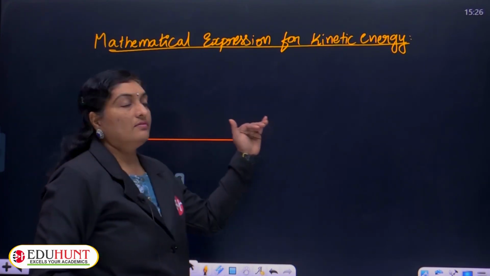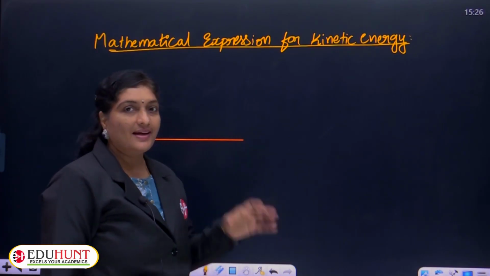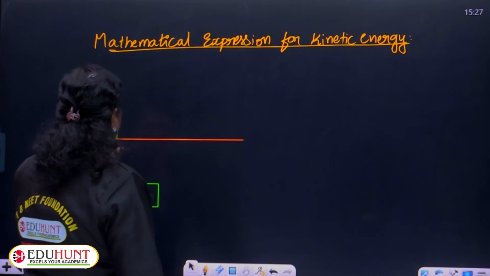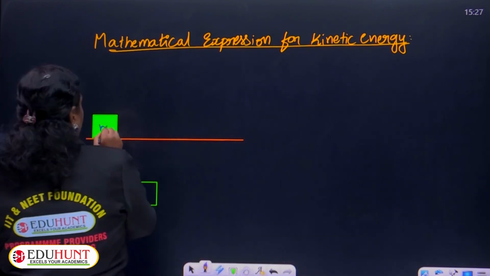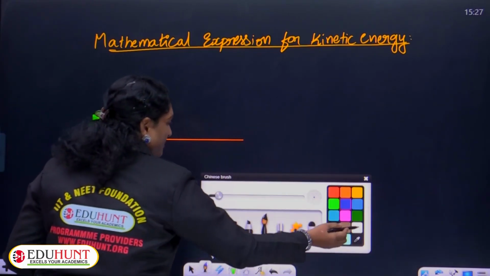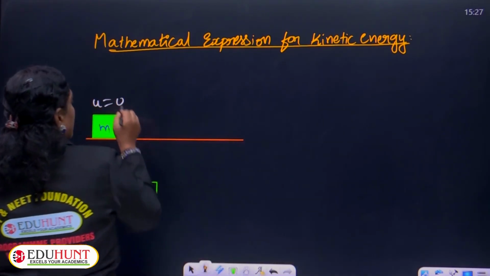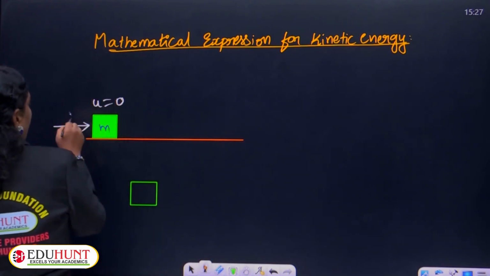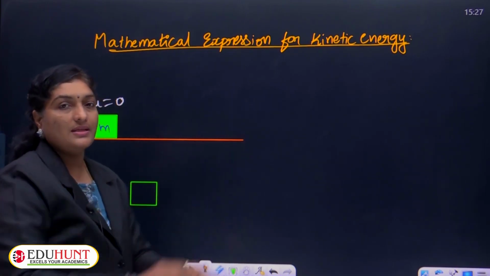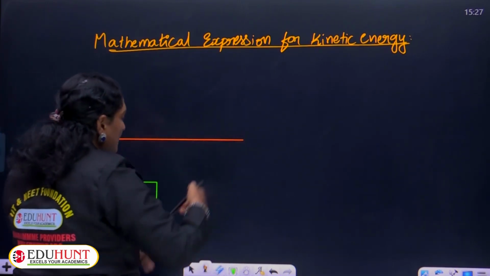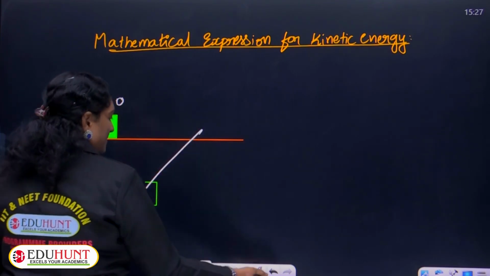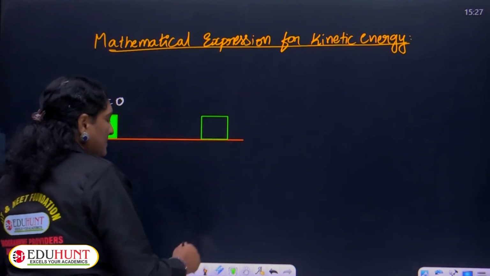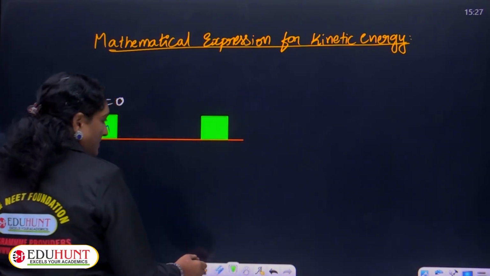So in order to derive the mathematical expression for kinetic energy, let us consider a body of mass m that is initially at rest. Whenever a certain force is applied on the body, the body displaces through some distance.